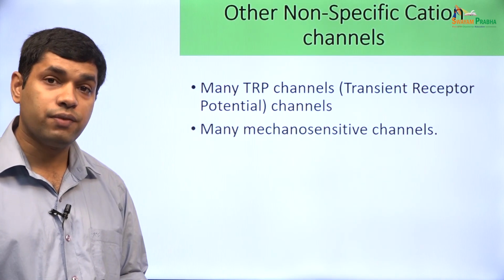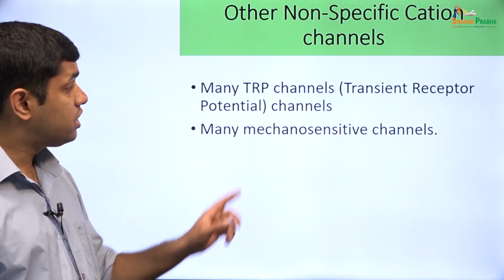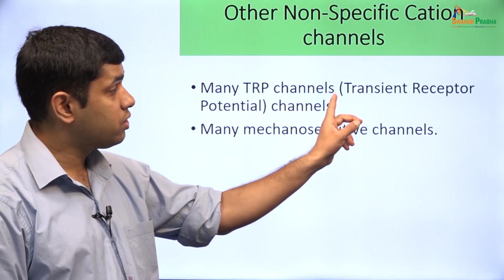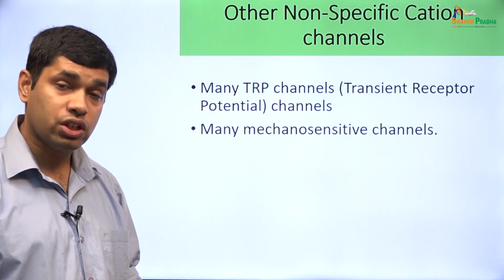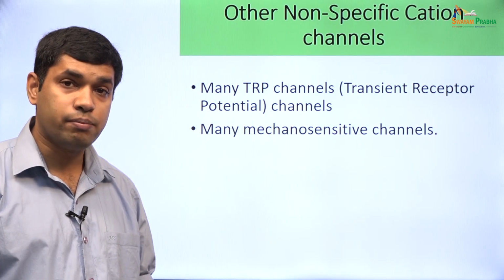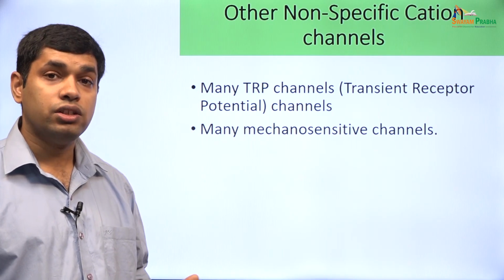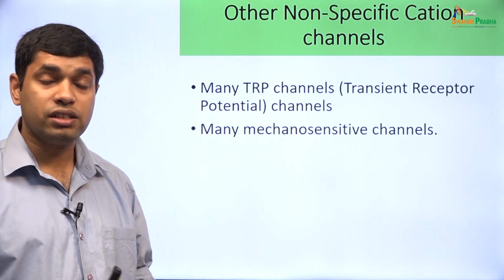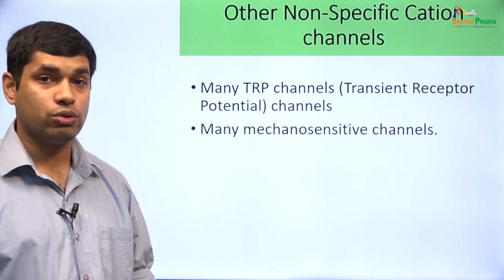Now, there are other non-specific cation channels, which are the TRP channels. Certain TRP channels, which are transient receptor potential channels, are also non-specific cation channels, and many of the mechanosensitive channels that help us sense mechanical changes or mechanical stimuli are non-specific cation channels.